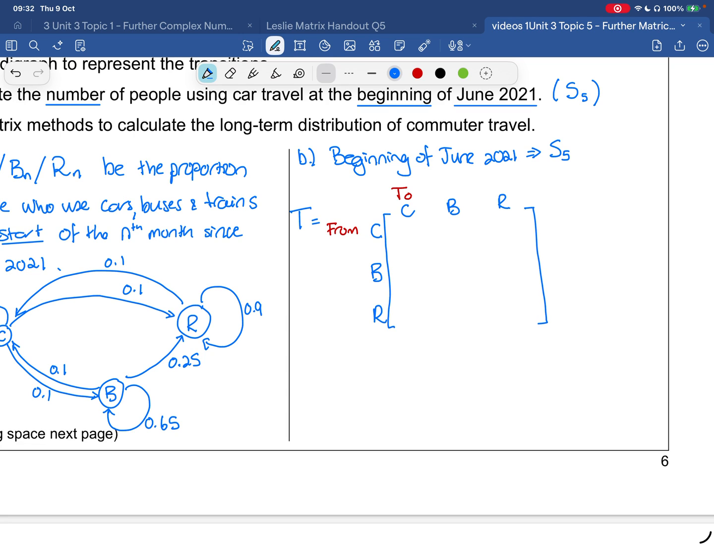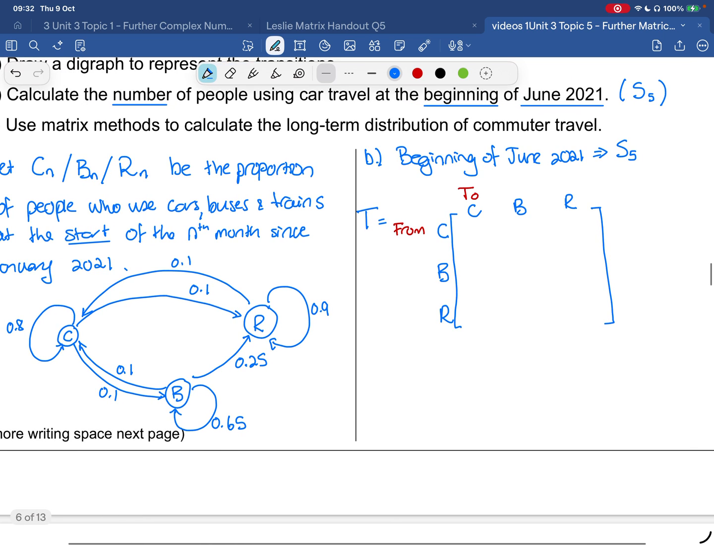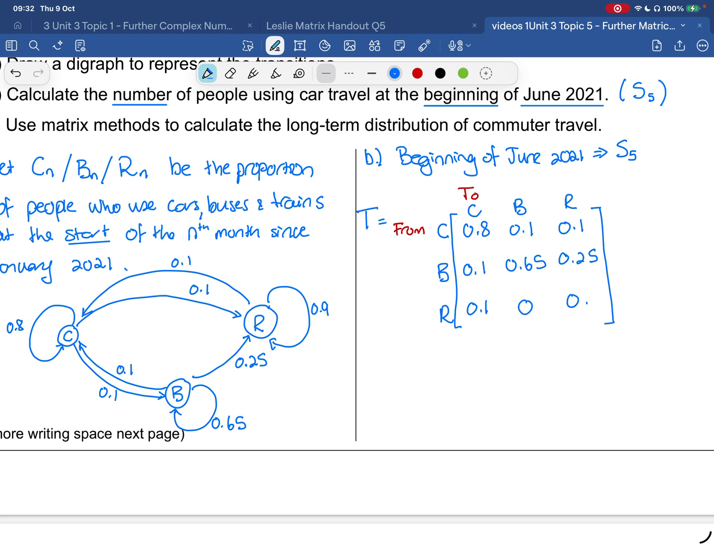There's my matrix. So car to car, 80% stay with car, 0.8. From car to bus, 0.1. From car to rail, 0.1. From bus to car is 0.1. Bus to bus, 0.65. And bus to rail is 0.25. And then rail to car is 0.1. Rail to bus is 0. And rail to rail is 0.9.